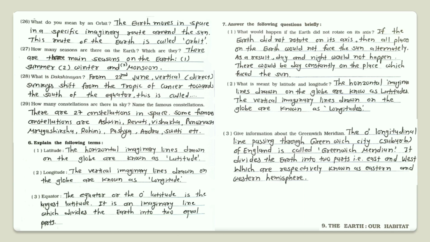Question number 3. Give information about the Greenwich meridian. The 0 degree longitudinal line passing through Greenwich, a suburb of London, England, is called the Greenwich meridian. It divides the earth into two parts, east and west, which are respectively known as the eastern and western hemisphere.